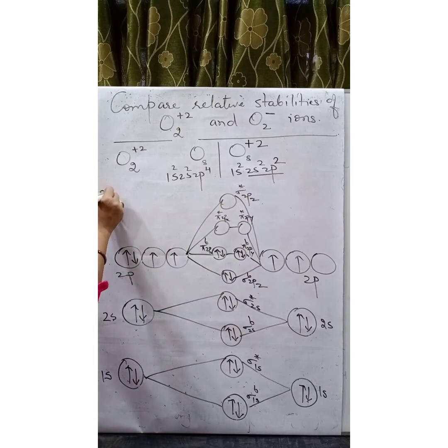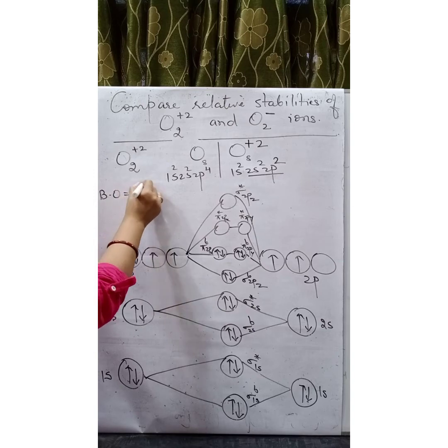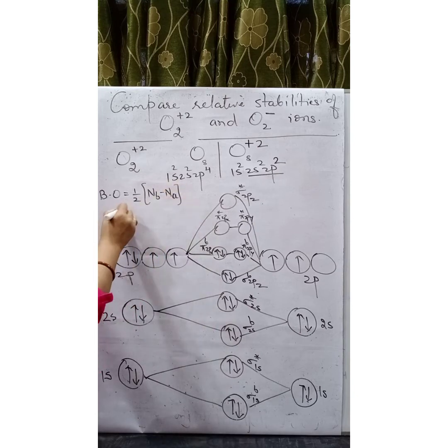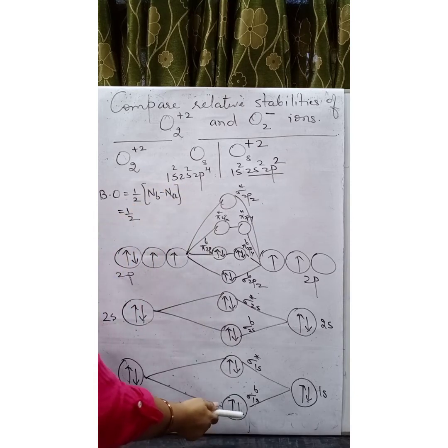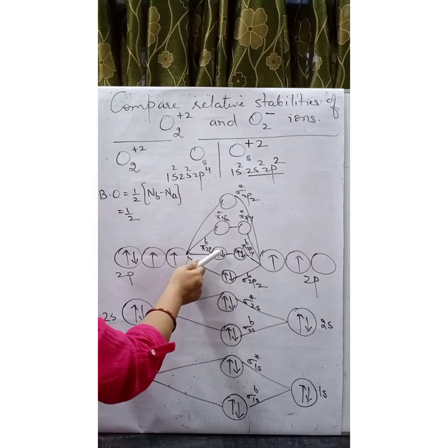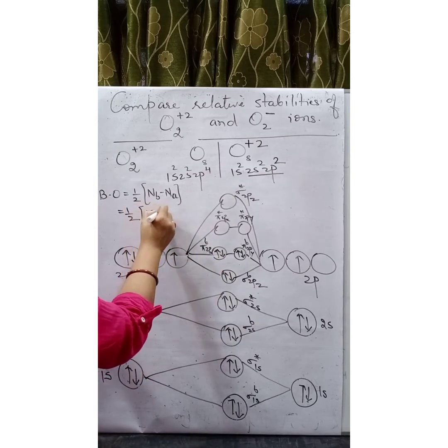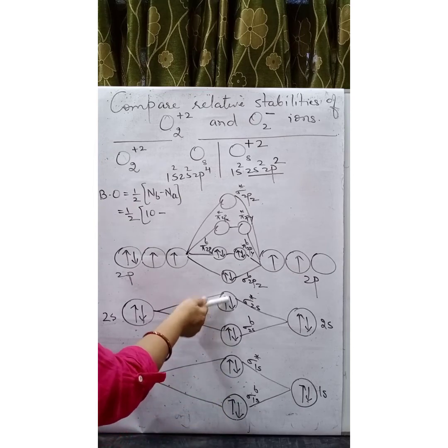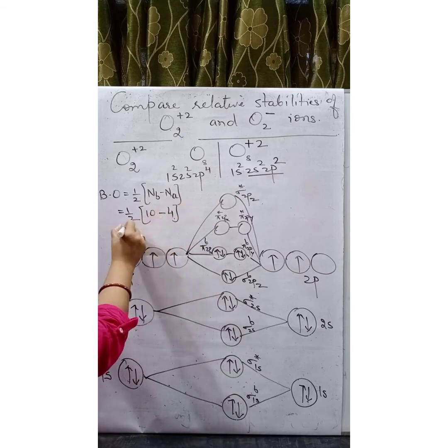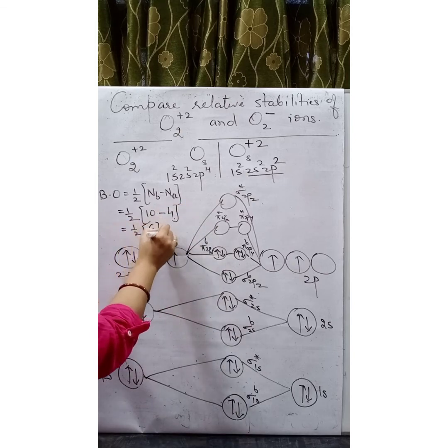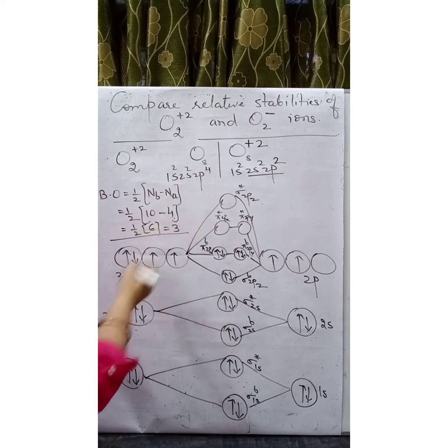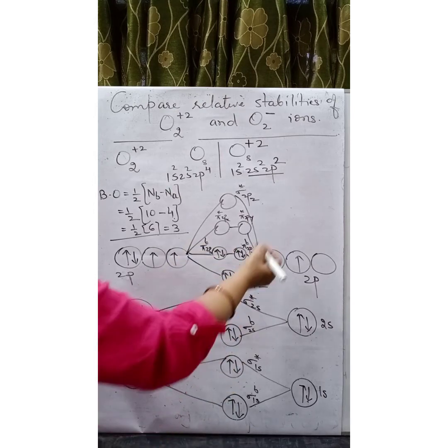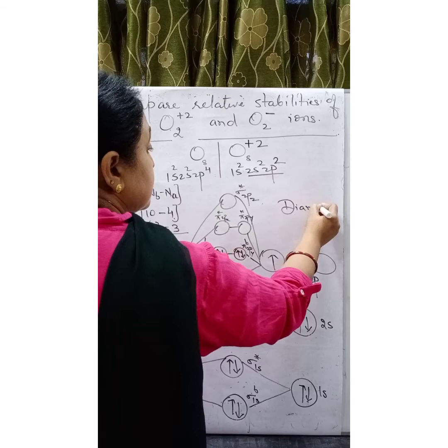Now let us calculate its bond order. Bond order is equal to half of NB minus NA. So count the total number of electrons in bonding molecular orbitals: 2, 4, 5, 6, 7, 8, 9, 10. So 10 minus the total number of antibonding electrons, 2 to 4, only 4. So half into 6, so bond order is 3. And if we talk about its magnetic property, all are paired electrons, so it is diamagnetic in nature.